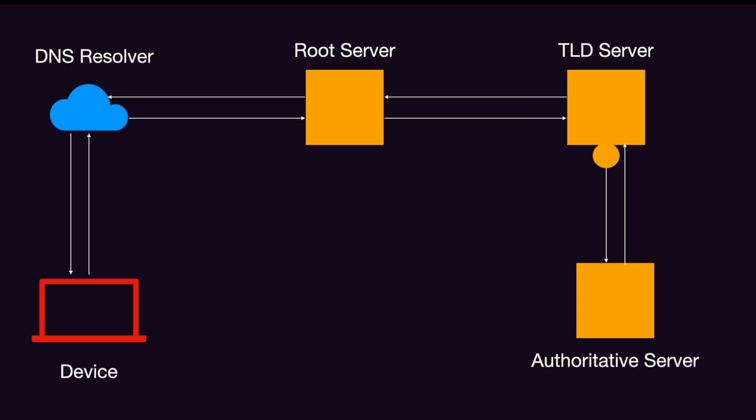Now it moves to the authoritative name server. This server knows the actual IP of the domain. It returns the IP address for www.google.com. Then the IP is returned to the resolver, then to the browser.